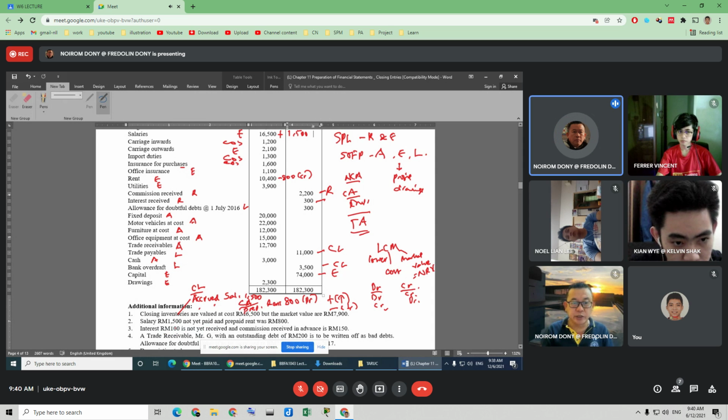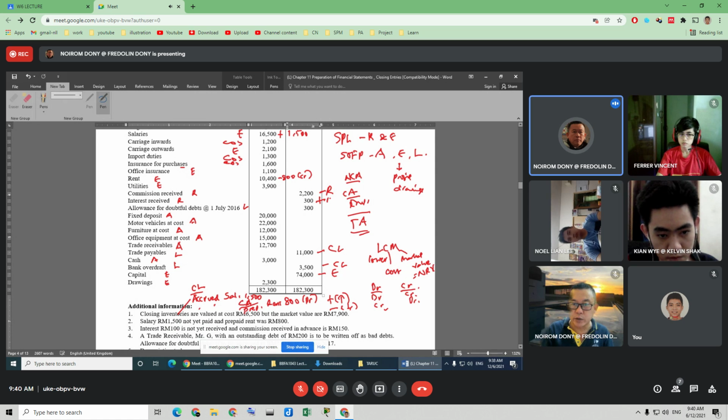Next one. Interest. This is revenue. Interest 100 is not yet received. So interest, we are talking about interest received. This one, 300. Okay, so it's a credit item. Because of this wording, 100 is not yet received, we plus 100. So this is crediting. Increase, isn't it? So this is plus, increase. So it's a credit entry.